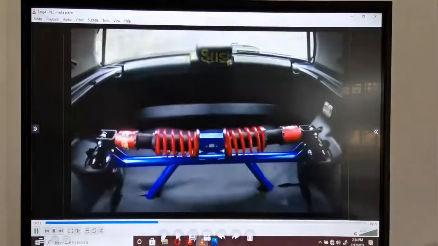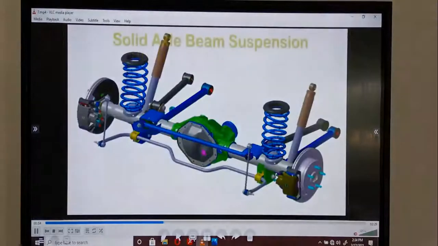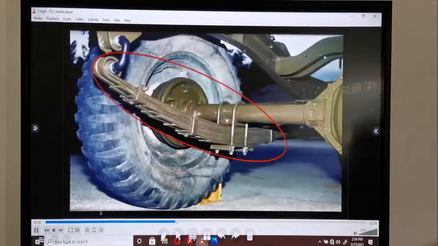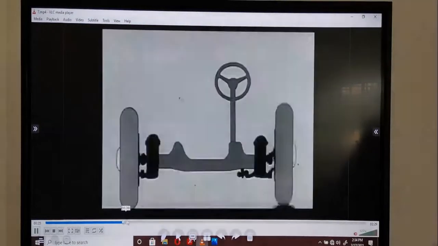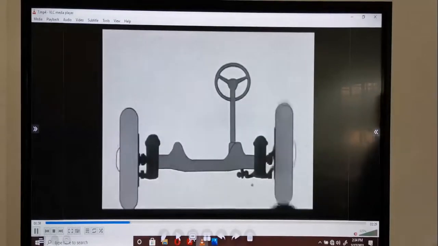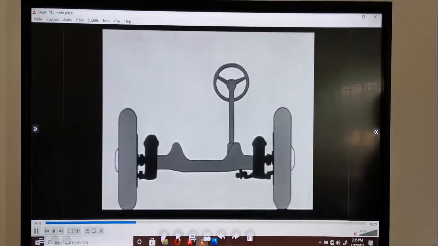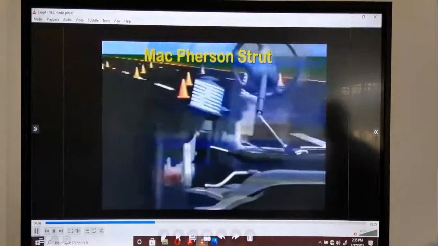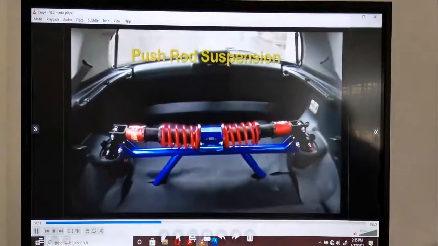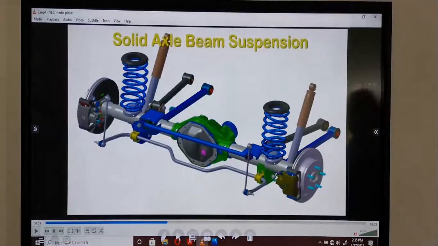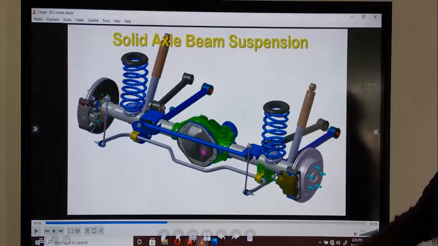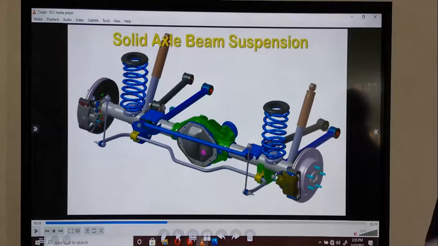So this is a McPherson strut, push rod suspension. This kind of leaf spring. I'll play again. Wait. So this is a McPherson suspension system. This kind of push rod. And these types of suspension are mostly used in off-road vehicles. These coil springs are separate, which is used for the off-road vehicle.